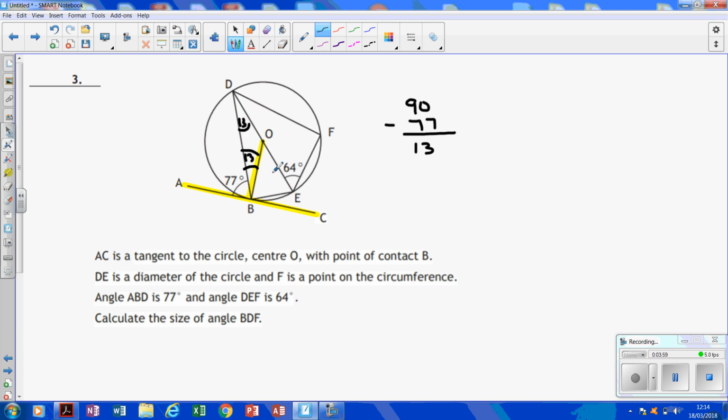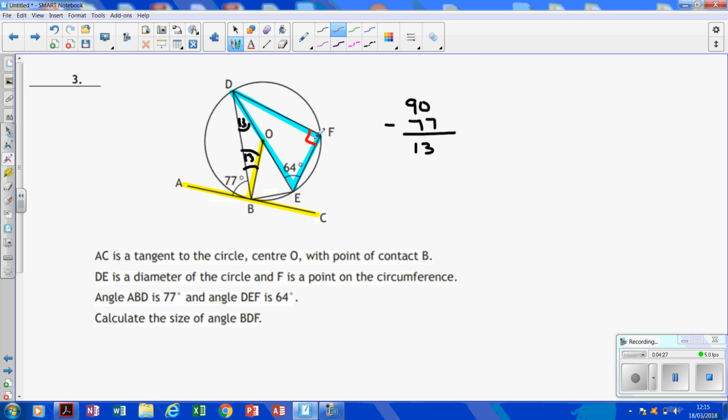Now we're also told that D is a diameter. Okay, so what do we know about diameters? The diameter going across there will make a right angle triangle with any point out on the circumference. So that means right out at the circumference I have got a right angle. So that then means that I can focus on this triangle to find this angle.